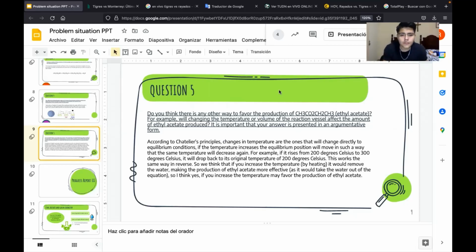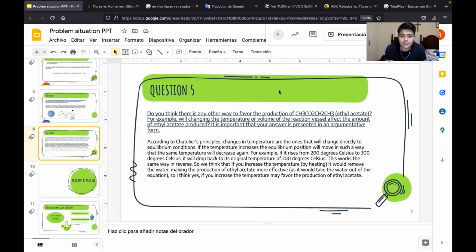Do you think there is another way to favor the production of ethyl acetate? According to Le Chatelier's principle, changes in temperature are the ones that will directly change equilibrium conditions. If the temperature increases, the equilibrium position will move in such a way that the temperature will decrease again. For example, if it rises from 200 degrees Celsius to 300 degrees Celsius, it will drop back to its original temperature of 200 degrees Celsius.